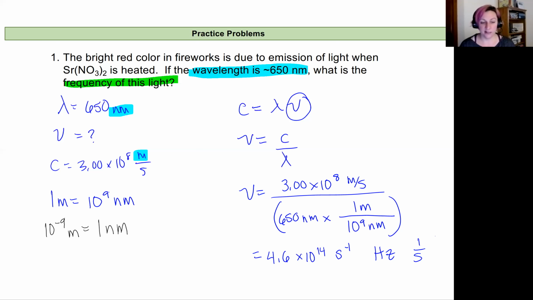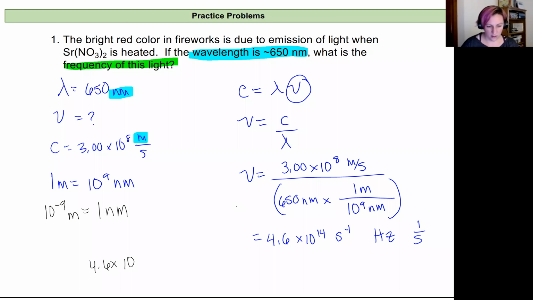And if I wanted to report this in something that might be a little bit more familiar, like gigahertz, then I would do a conversion where I have my 4.6 times 10 to the 14th hertz times 1 gigahertz divided by 10 to the 9th hertz would equal 4.6 times 10 to the 5th gigahertz, however you want to report that.